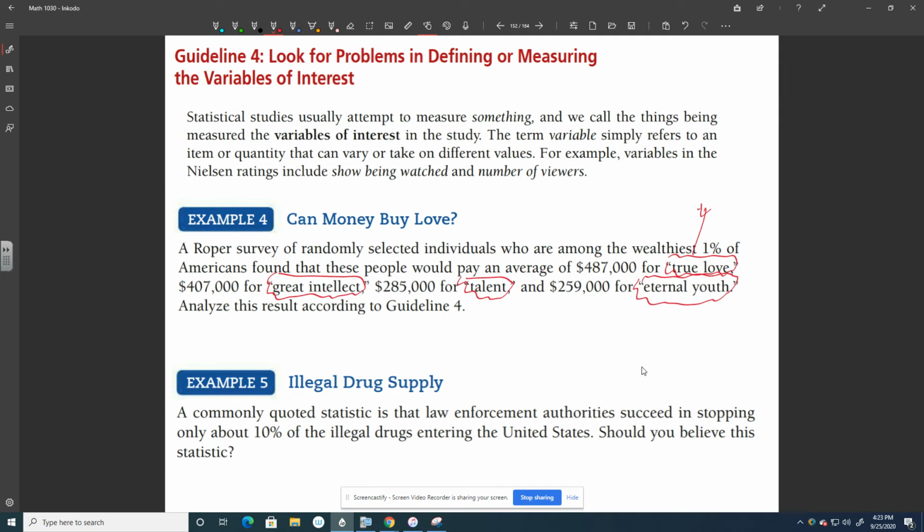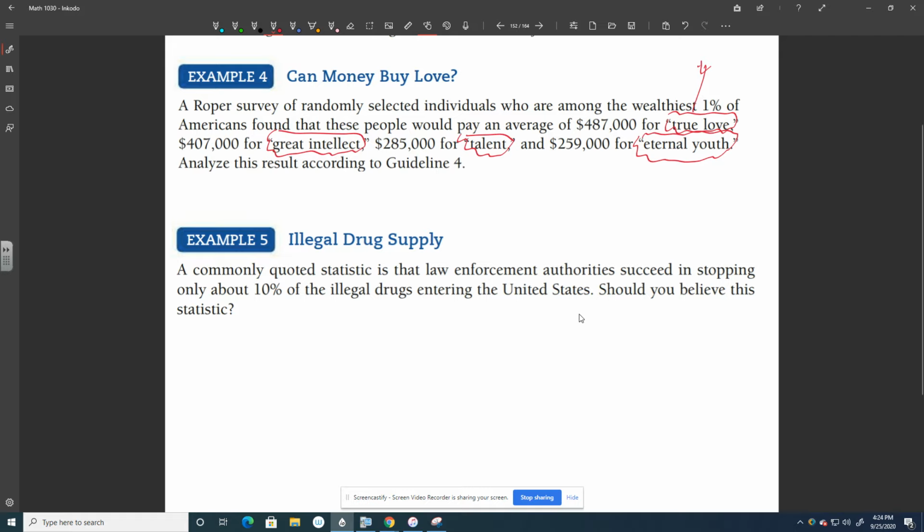Okay. Example 5, I like a little bit better, because this just seems like a random poll that someone took, but they're not really trying to do much with it other than entertain you with random information. But example 5, a common quoted statistic is that law enforcement succeed in stopping only about 10% of the illegal drugs coming into the United States. Should you believe that? Well, how do they know that they're only stopping 10%? What that means is that's saying that 90% is missed. 90% of the drugs coming into the country are not stopped.